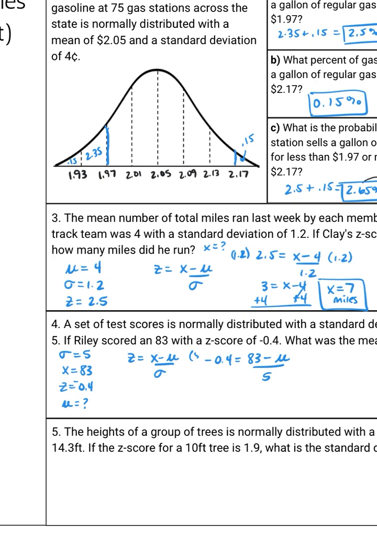So we'll start by multiplying both sides by 5. And when we do that, we're going to get negative 2 equals 83 minus mu. So then we subtract 83, and we get negative 85 equals negative mu. And when we divide both of those by negative 1, we're going to get mu is equal to 85. And that's going to be our answer.